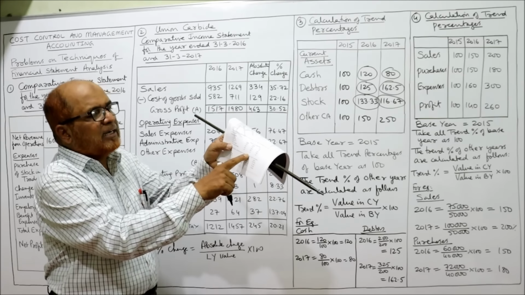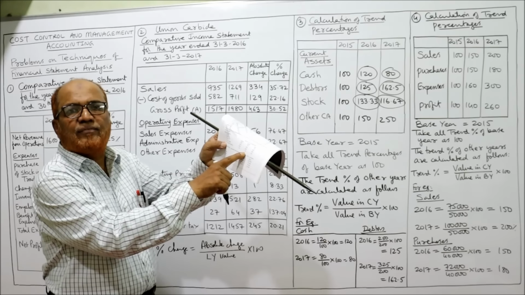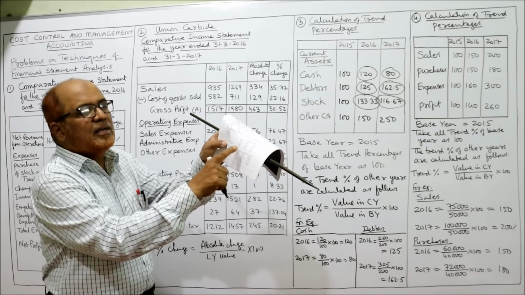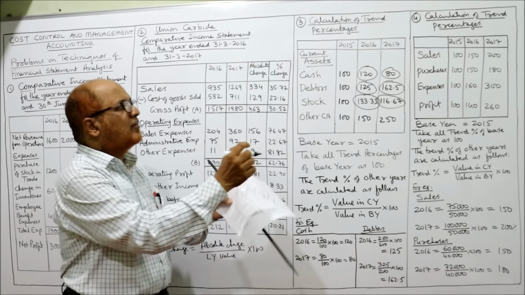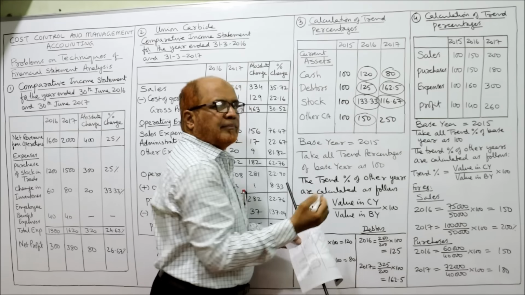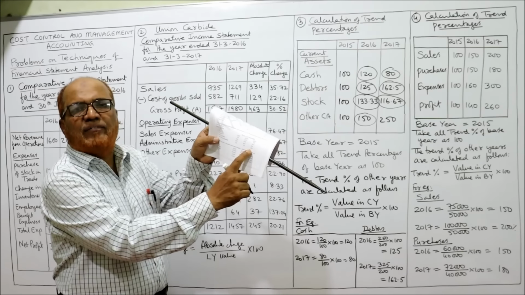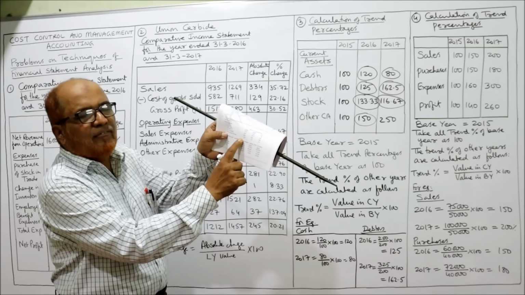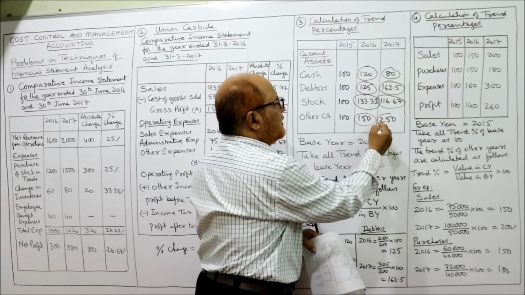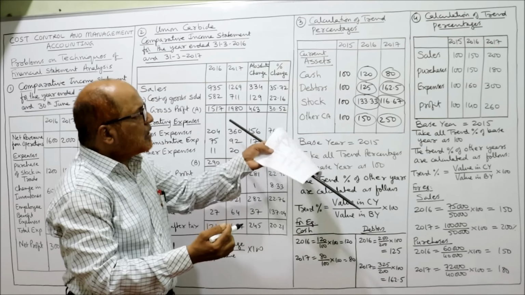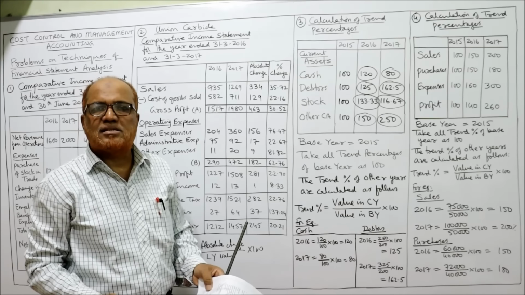Last one, other current assets. Other current assets 2016 is 75 and base year is 50. So 75 by 50 into 100, you will get 150. Similarly, last one, 125. So 125 divided by 50 into 100, you will get 250. That's all. These are called trend percentages.